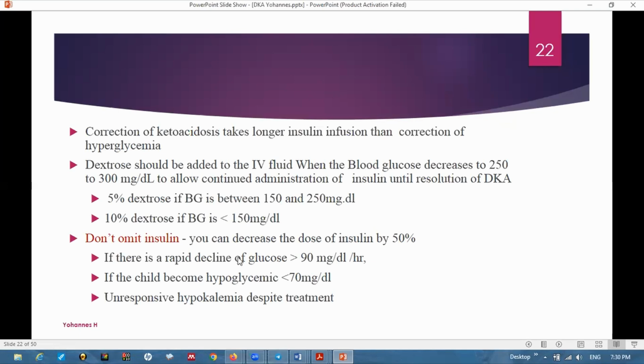The only indication to hold insulin is if there is severe hypokalemia, less than 2.5. In that case, we should manage the hypokalemia first. Then, if the potassium level is improving, we will proceed with the insulin management.